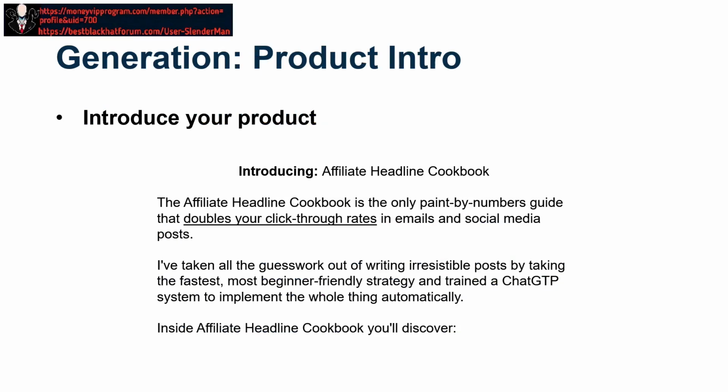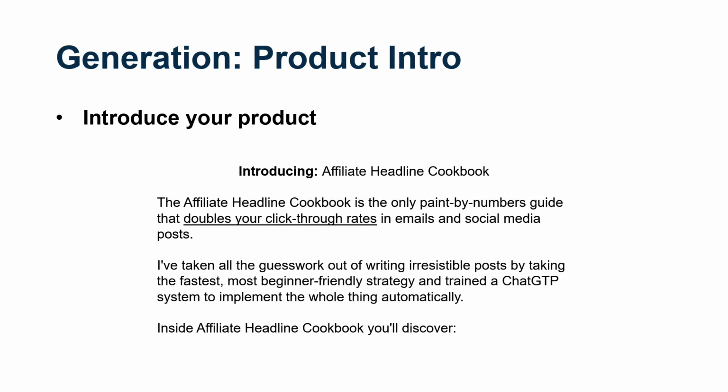So for example, this one, introducing Affiliate Headline Cookbook, right? The Headline Cookbook is the only paint by numbers guide that doubles your click-through rates in emails and social media posts, right? Huge, awesome promise there. I've taken all the guesswork out of writing irresistible posts by taking the fastest, most beginner-friendly strategy and trained a ChatGPT system to implement this whole thing automatically. So inside the Affiliate Headline Cookbook, you'll discover, and that's the lead into the bullets.